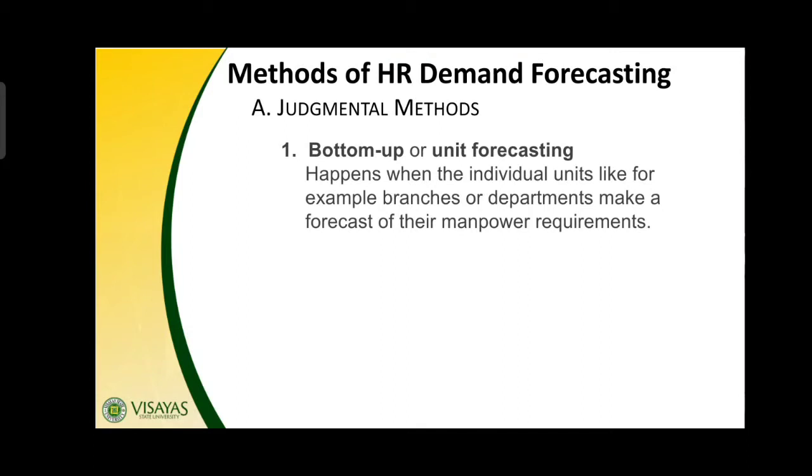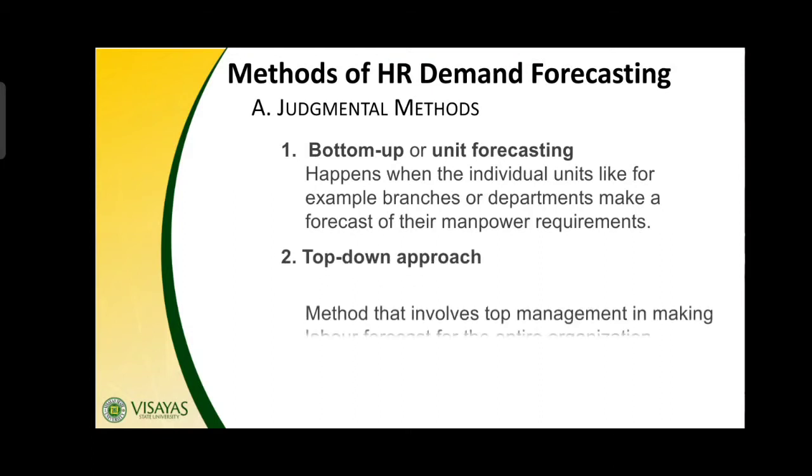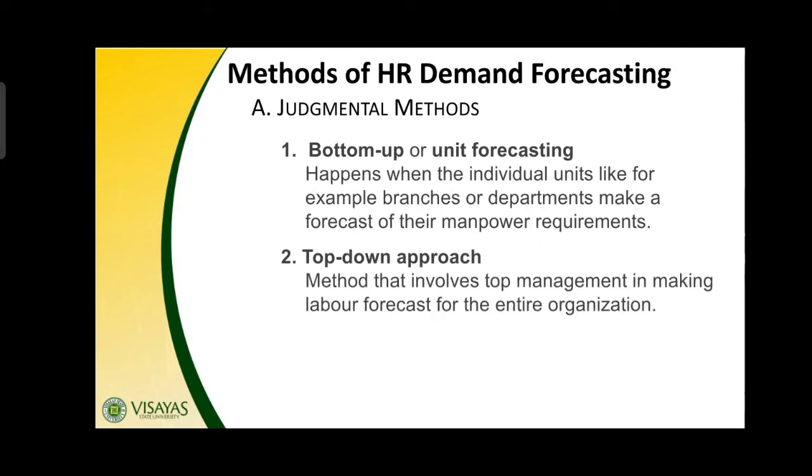That is bottom-up. For the top-down approach, this is the method that involves top management in making labor forecast for the entire organization. So the managers at the top decide how many to hire. This involves the executives who meet together to discuss how internal and external factors affect the demand for human resource at various levels in the organization.